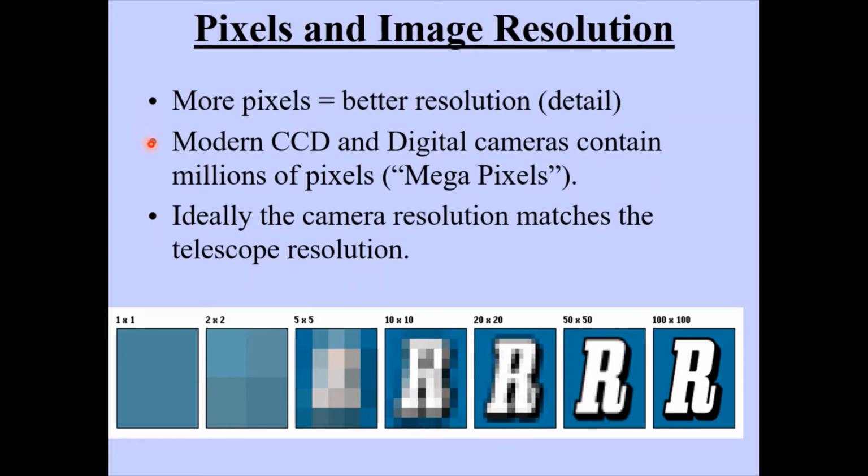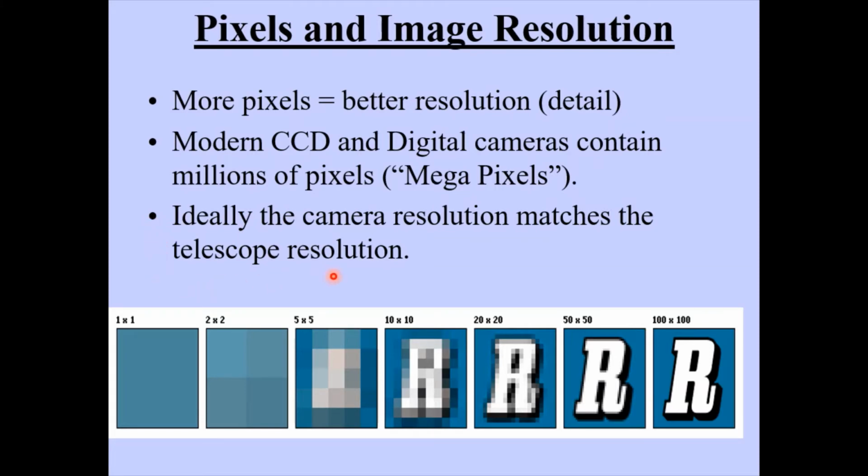So modern cameras for astronomy, or even digital cameras that you buy off the shelf, contain millions of pixels, and those are known as megapixels. Remember, the word mega means million. So if your camera is a 6 megapixel camera or detector, that means it has 6 million of those pixels in rows and columns on the detector. And ideally, the camera resolution will match the telescope resolution.